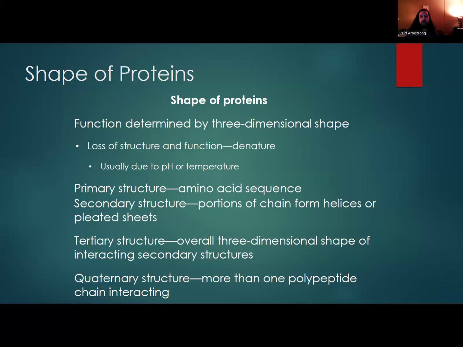Tertiary structure is going to be the overall three-dimensional shape of the interacting secondary structures. So this one is looking at the shape of it all together. This is whenever it starts looking more 3D, which makes sense since tertiary means three. And then quaternary structure is more than one polypeptide chain interacting. So you get a whole mess of different colored spaghetti noodles that are all intertwined on top of each other.